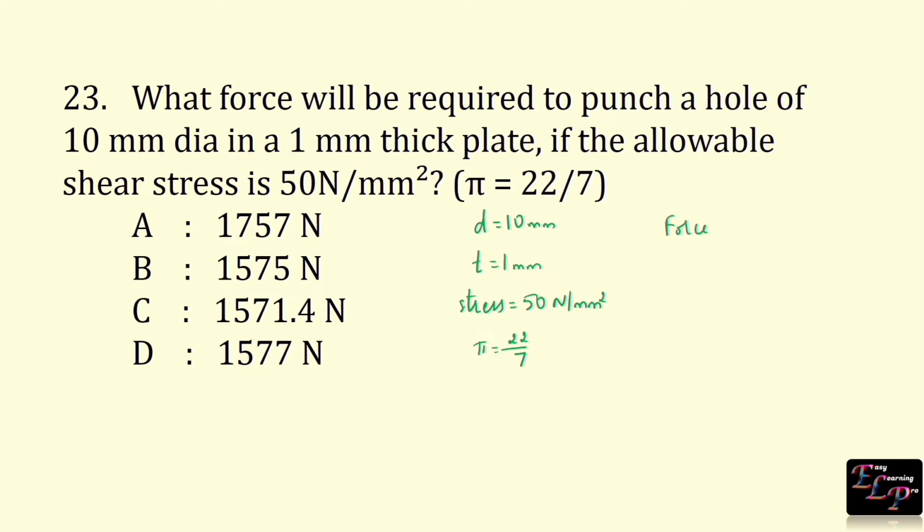Force is given by stress into area. Stress is given, we have to find area. So area of the hole is given by pi d into t. Substitute the values. Pi is 22/7 into diameter is 10, thickness is 1. So we have 31.428 mm square.